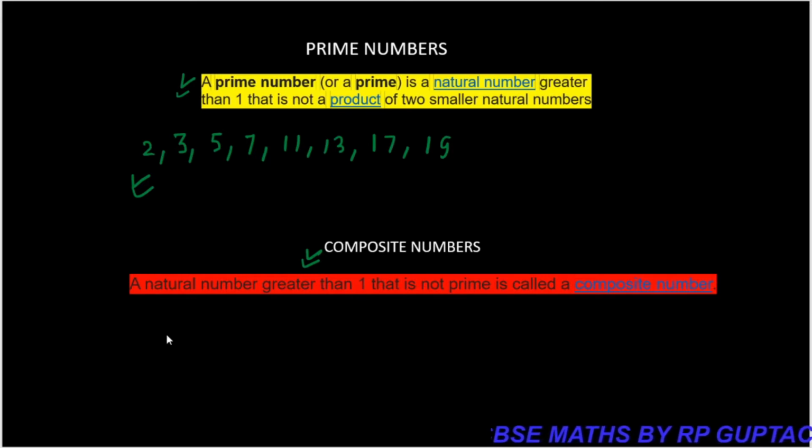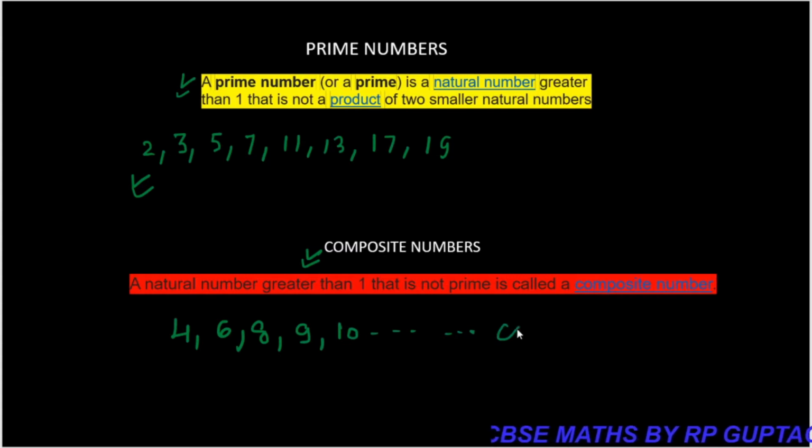So let's see. I can write 4, because I had not written 4 here. 4 is not a prime number. I can write 6, 8, 9, 10. There are lots of numbers. There are infinite numbers. This is a symbol of infinite. There are infinite composite numbers.